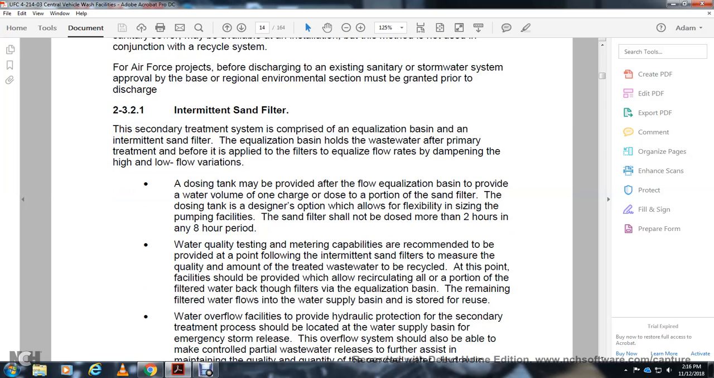Water quality testing is recommended following the intermittent sand filter, to check the quality of the amount of treated wastewater to be recycled. At the point where the facility should be provided, allow recirculating all or a portion of the filtered water back to the equalizing basin, with the remaining filtered water flowing to the water supply basin for reuse of the water.